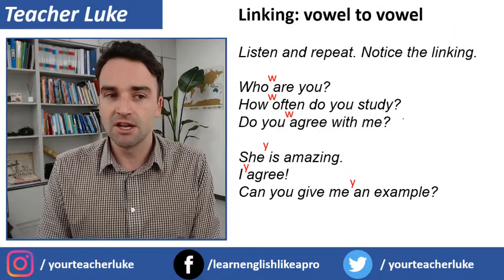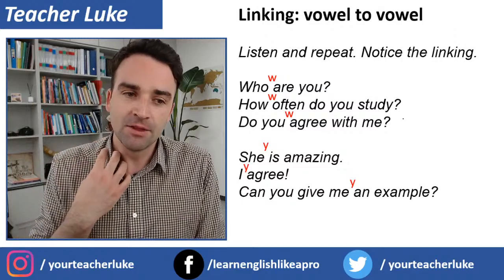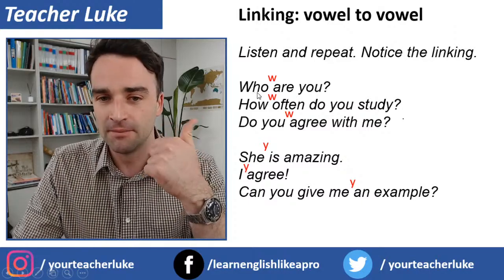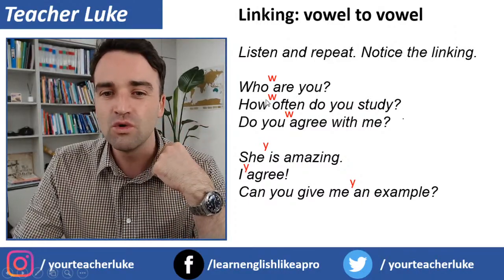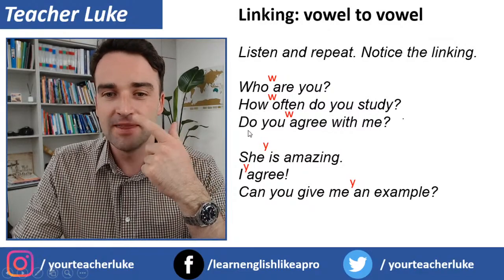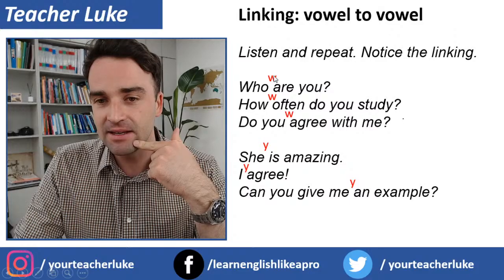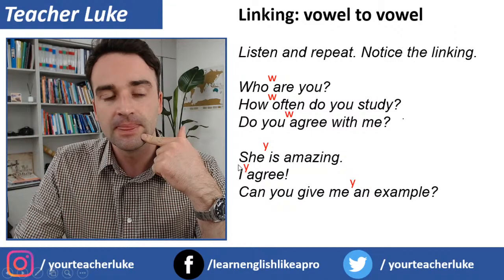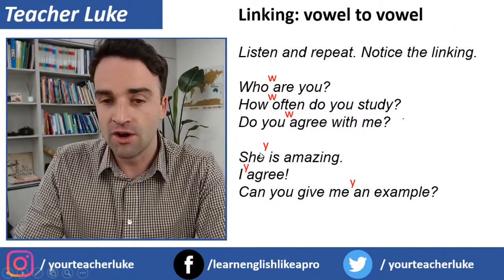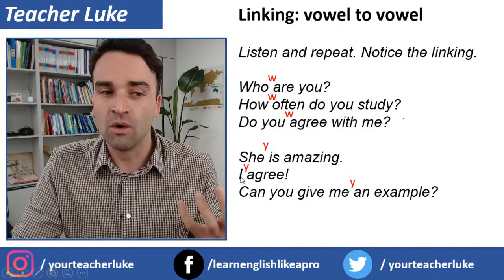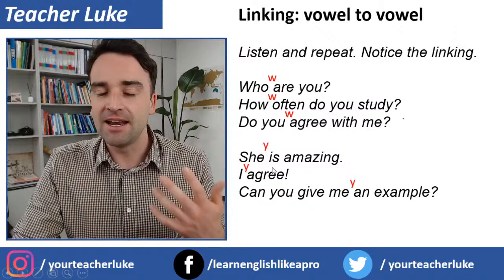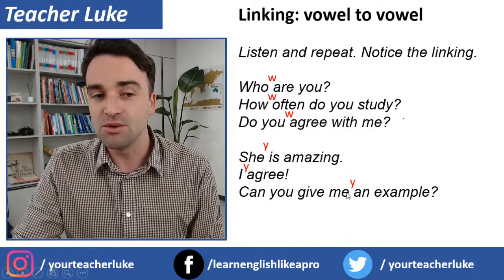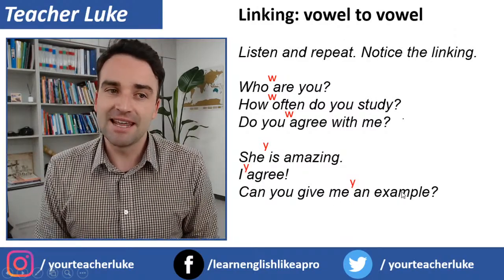Typically in most English we have w and y. The rule is if the first word ends in a round vowel, so your mouth is more round, like who or how or do, then the linking is a w. Who are you? How often? Do you agree? If the last vowel in the word is more long, like she or I or me, then it's more likely to take a y sound. So she is amazing. I agree. Can you give me an example? So this is linking vowel to vowel.